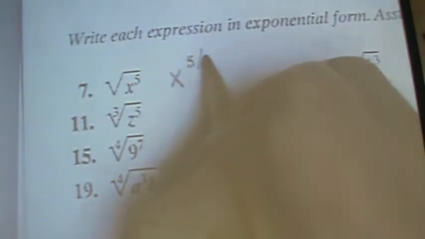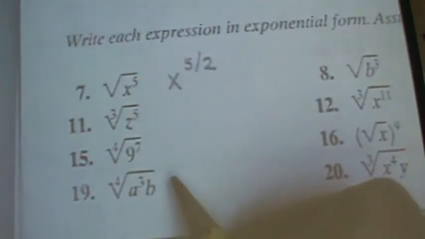Okay, Math 1000, section 7.2. How do you rewrite these in exponential form? Number 7, you've got x to the 5/2 power. I'm just going to go down.